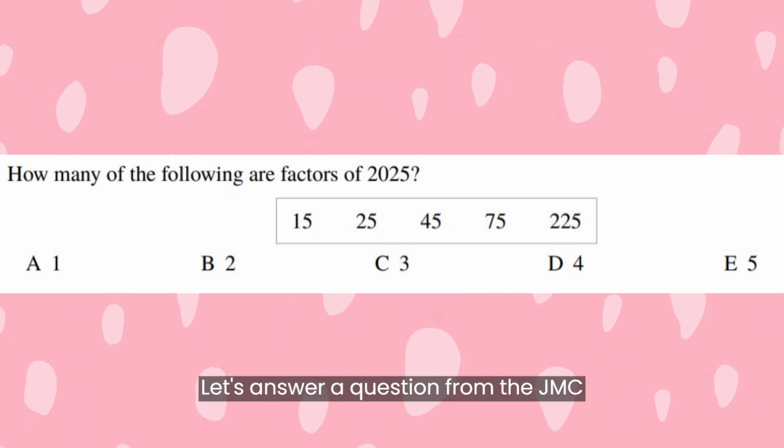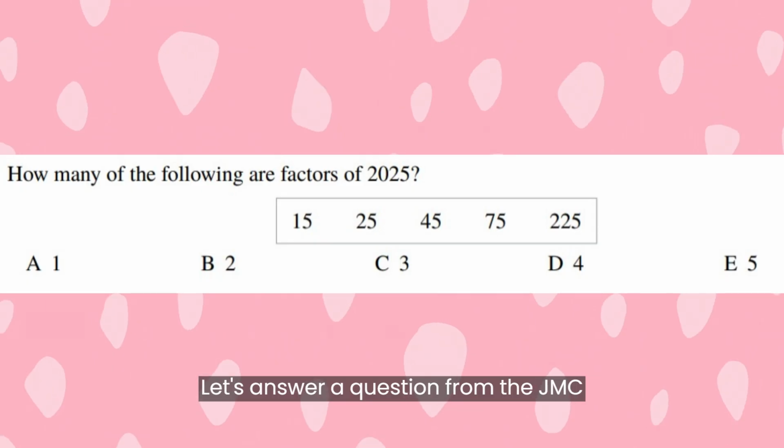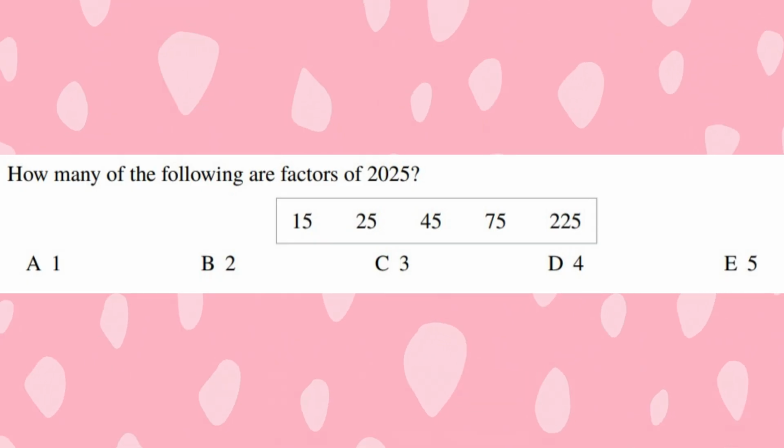This is question 3 from the Junior Mathematical Challenge of 2025. How many of the following numbers are factors of 2025?